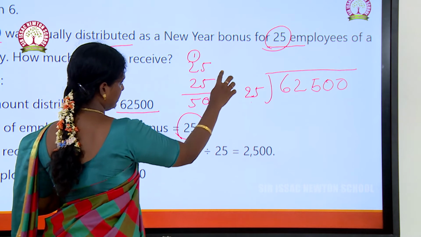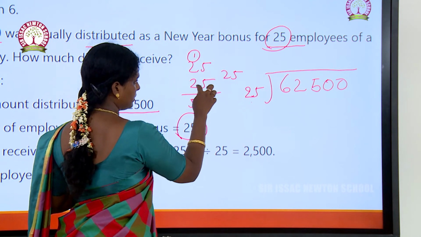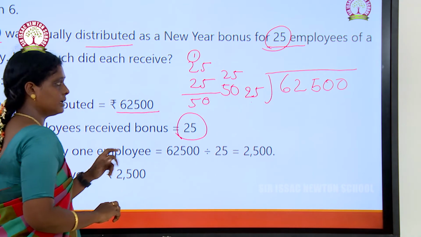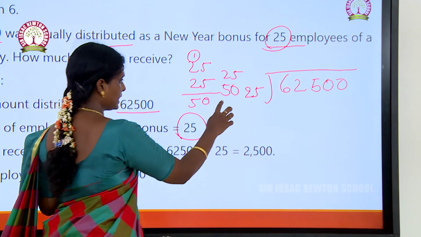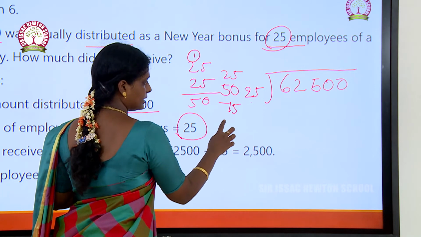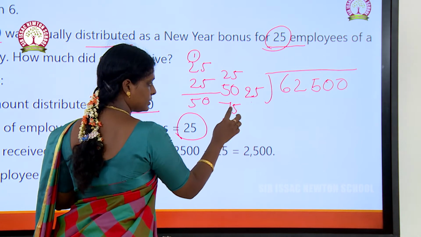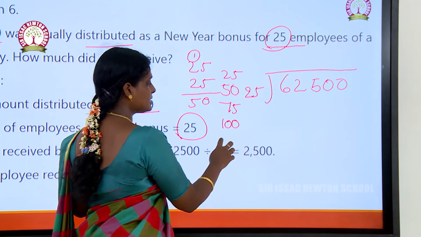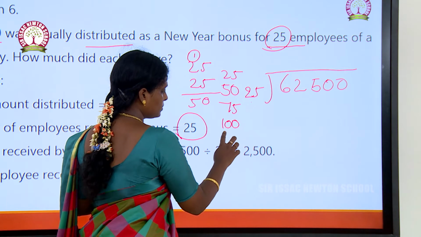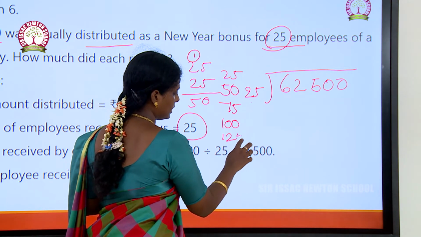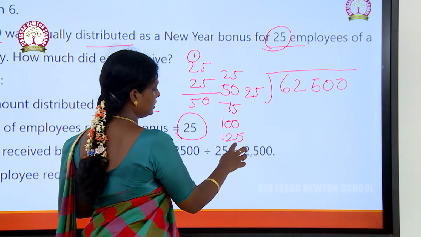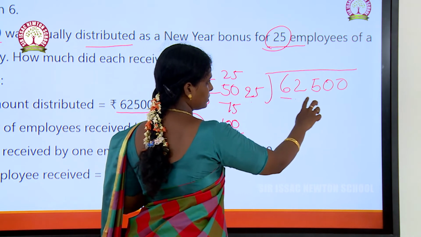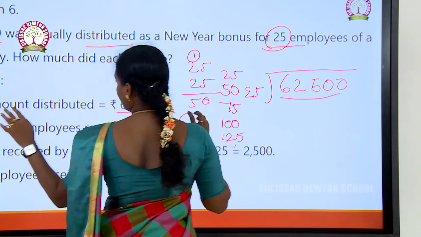So, 25, and then 25 plus 25 will become 50. If you add 25 with this 50, you will get 75, and then if you add 25 with 75, you will get 100. If you add 100 plus 25, so you will get 125. Like this it will go. Okay. Now, I am going to divide 62,500 with 25.